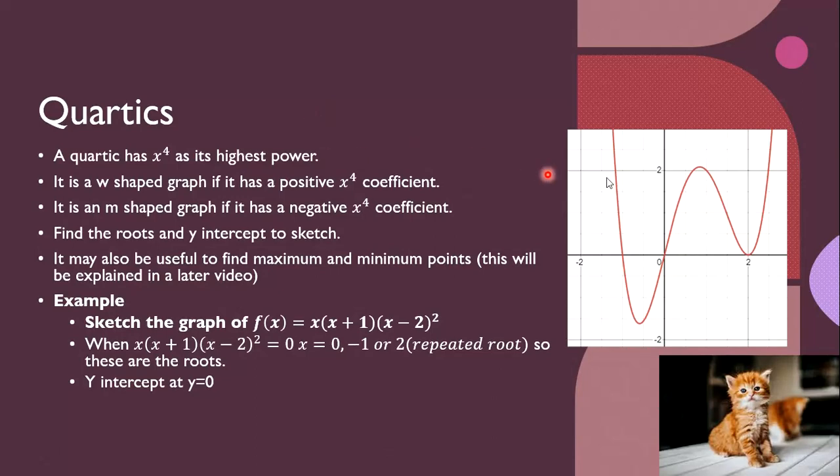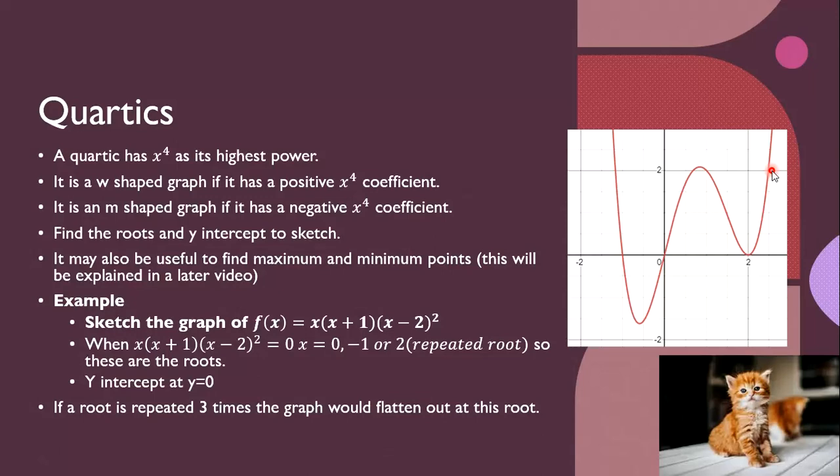So you'd plot the roots, so this would be our minus 1, our 0, and our 2. We know that the 2 is going to bounce. We've got a positive x to the 4 coefficient. It's going to be W-shaped. So we're going to go down through the first root, turn around in between, up through the second root, and then bounce off the third root.